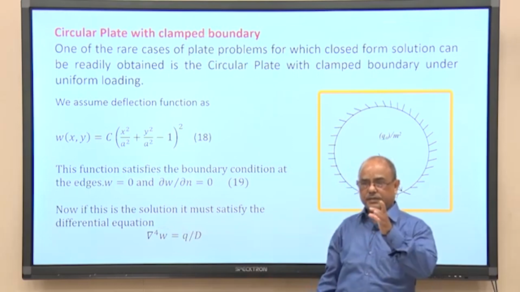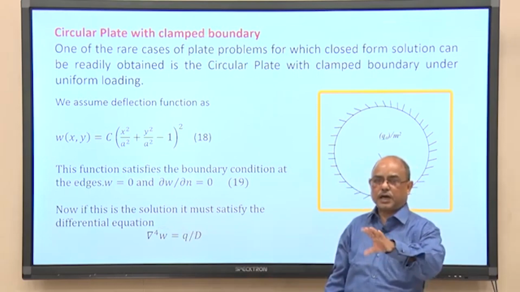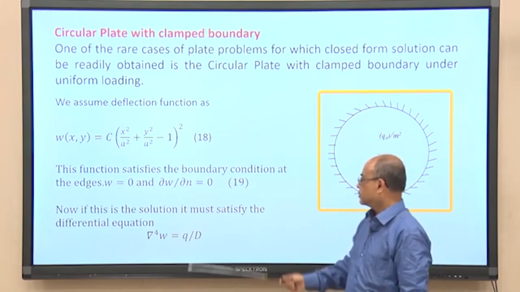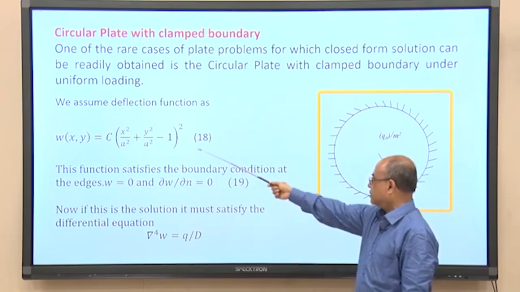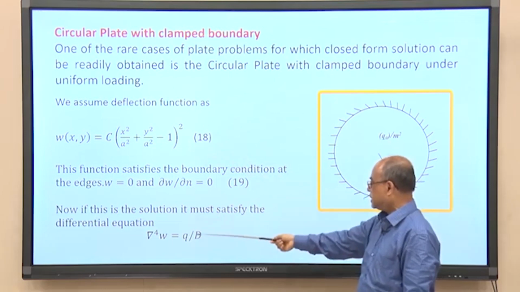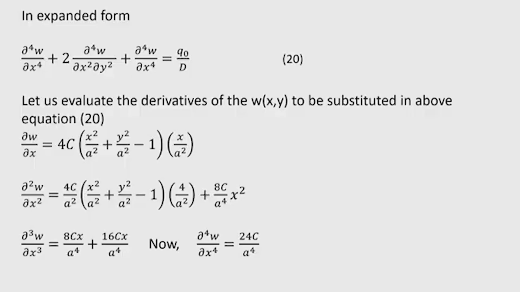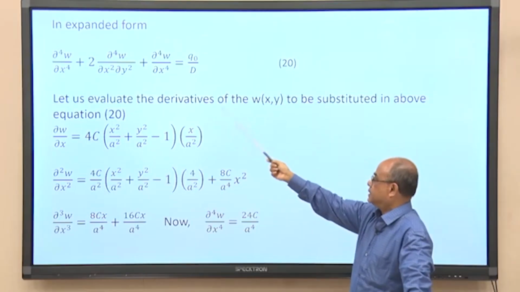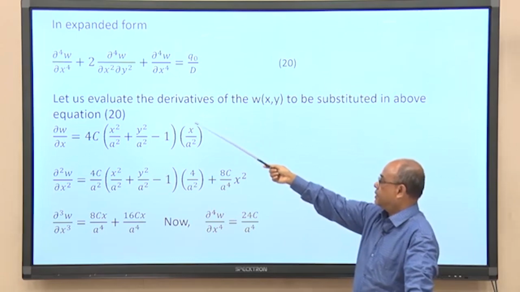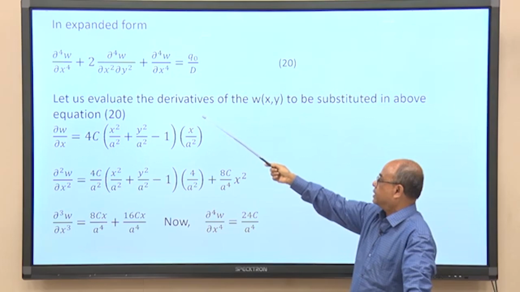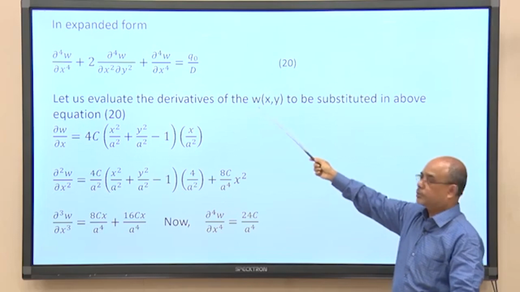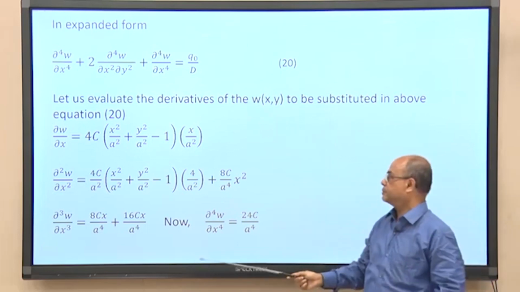So, when I take a certain function as a solution, I have to substitute it in the differential equation to see whether both sides are equal. So, this function w x y now has to be substituted in this differential equation. Let us see, if I substitute this in the differential equation, del 4 w equal to q by D, which is expanded in this form: del 4 w del x 4 plus 2 del 4 w del x square del y square plus del 4 w del y 4 equal to q naught by D. q naught is the uniformly distributed load.